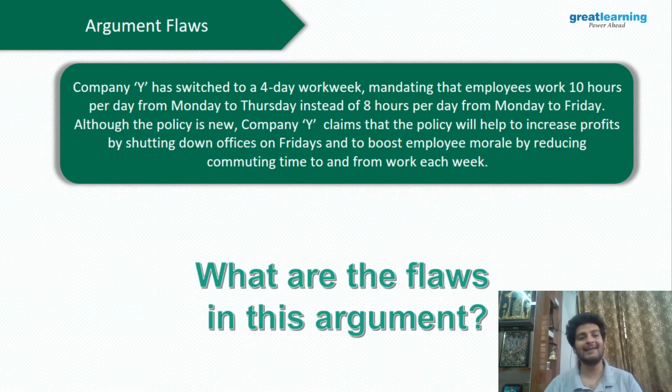And now what the company claims is this policy is new, but this policy will help to increase the profits by shutting down the offices on Fridays and also boost employee morale by reducing commute time to and from work each week. So here, what the company basically claims is, since we have reduced the number of work days from 5 to 4, this will improve the employee morale and this will also increase the number of sales. Right? So this is an argument and this is a suggestion given by the company.